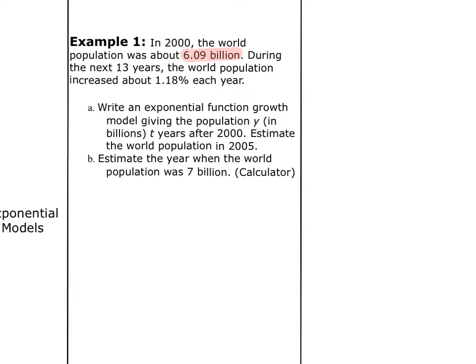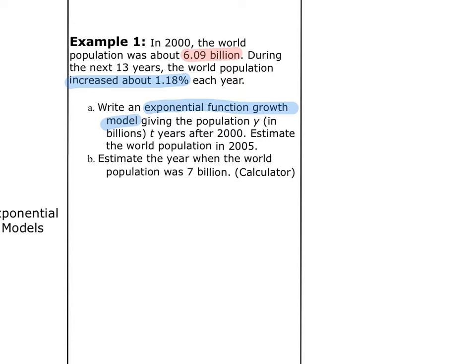Now, that word increased, that should have already tipped you off that this was an exponential growth problem, okay? Because we're talking about increase, we're not talking about decrease. Decrease would have incentivized us to use the decay model, okay? So once again, you have to key in on these features right here. Increased by about 1.18%, which indicates exponential growth. Now, it's kind to you. It says to write an exponential growth model. Not every problem in the future will be as kind as this one, okay? So you have to use context clues.